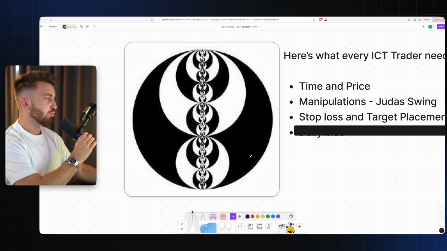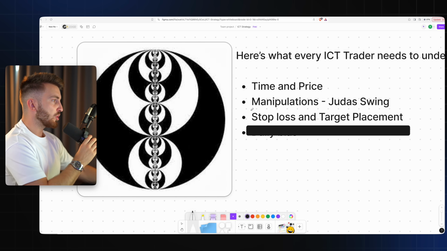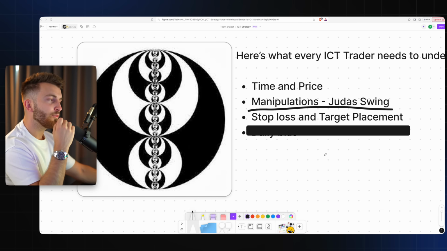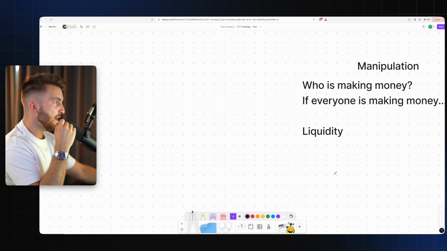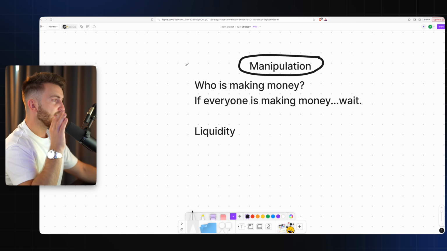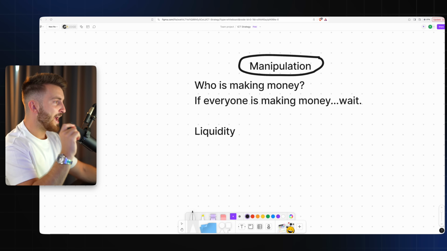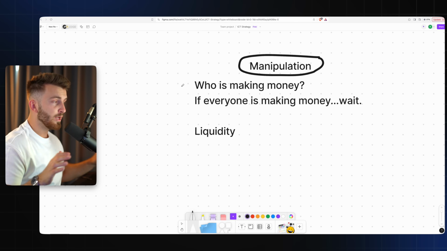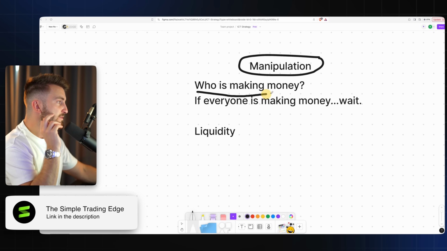Well, when it comes to price, this is where we need to start thinking about the manipulations and the Judas swings and how they apply. So if we talk about time and price, we need to think about manipulations. Now, we are going to put all of these together to give you basically a no discretion strategy. But you need to understand that the main question that you need to ask yourself, because this is going to help you, is who is making money?